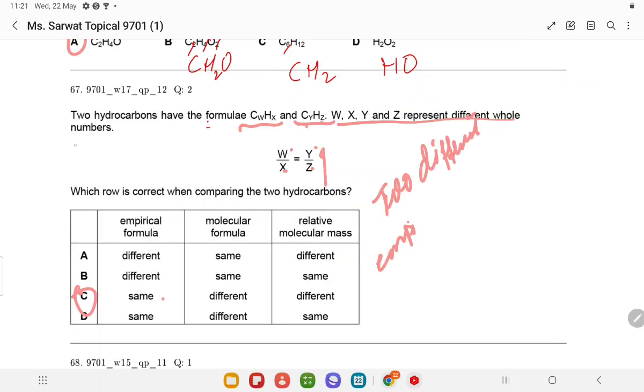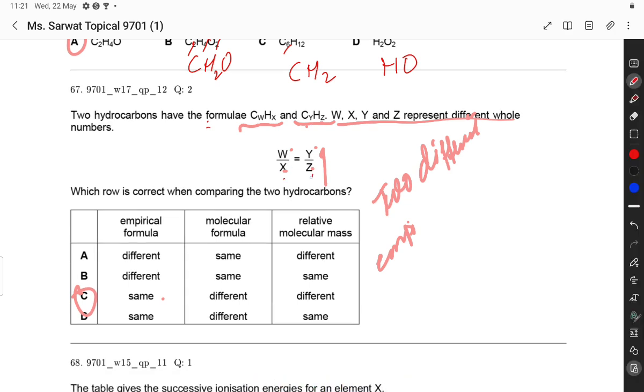So next, two hydrocarbons have the formula CWHX and CYHZ. W, X, Y and Z represent different whole numbers. So W over X is equal to Y over Z. Which row is correct when comparing the two hydrocarbons? Empirical formula different, this is incorrect. Molecular formula should be different, and this is also different. So the empirical formula would be the same, the molecular formula would be different, and the relative molecular mass would be different. So C is the best option.